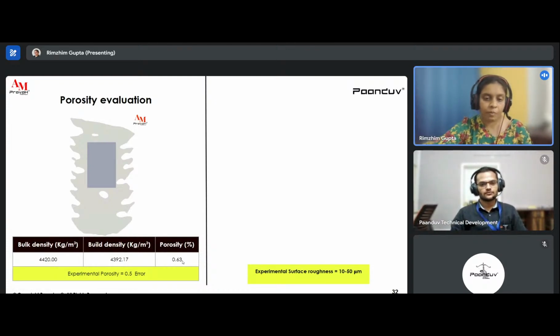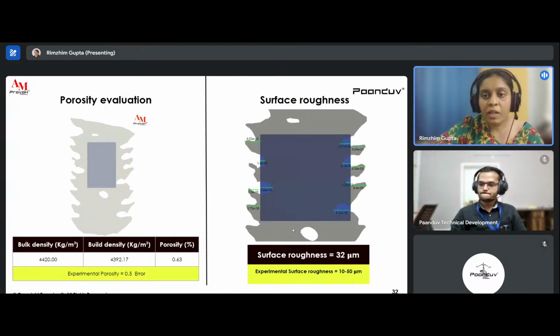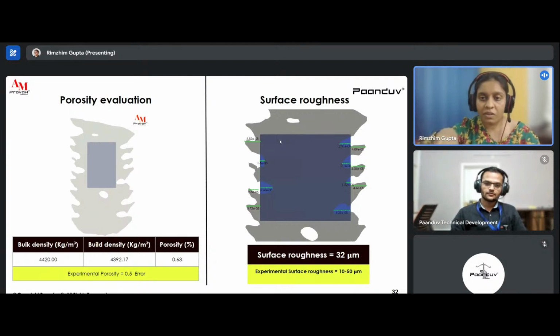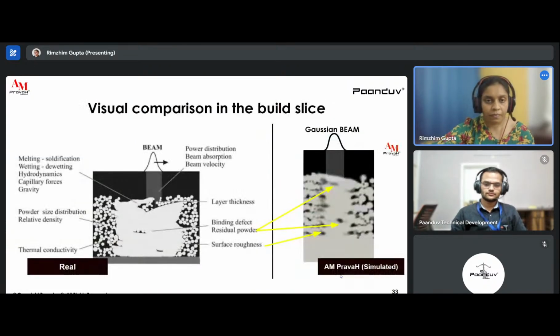porosity of 0.63%, whereas the experimental porosity comes to be around 0.5%. Similarly, we also analyzed the surface roughness around this region, the extended parts or the discrepancies around the edges we took into account, and we finally came up to a surface roughness of around 32 micrometer, and the experimental values for these things can be from 10 to 50 micrometer in range.